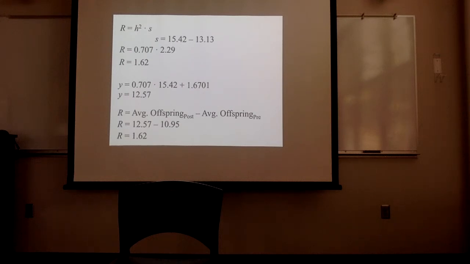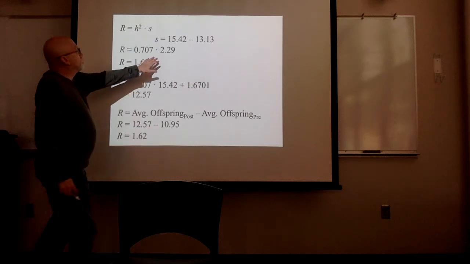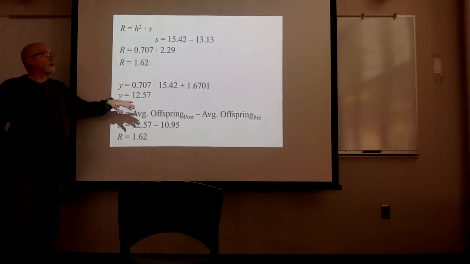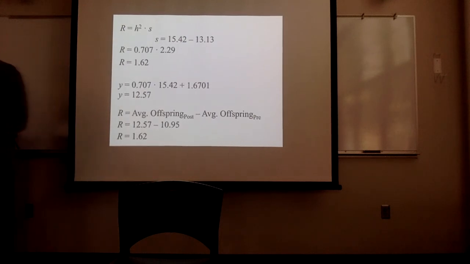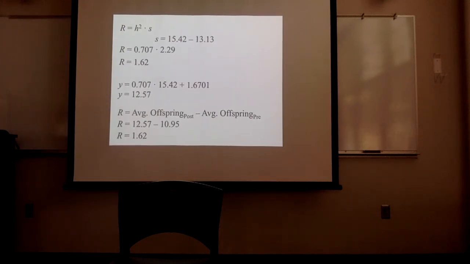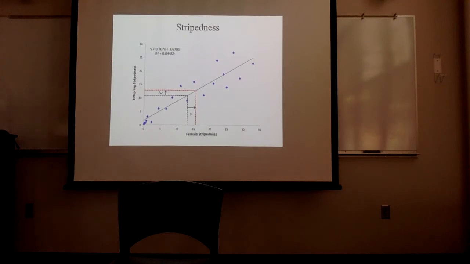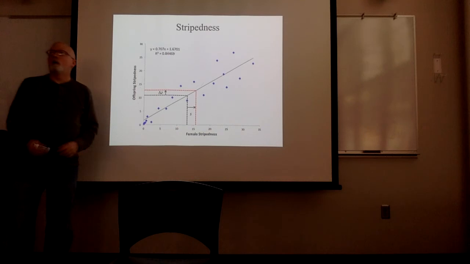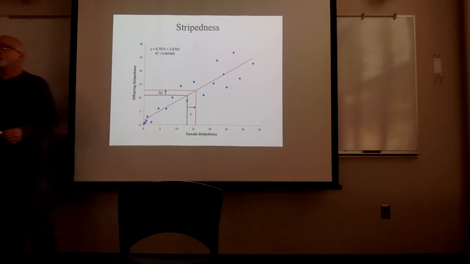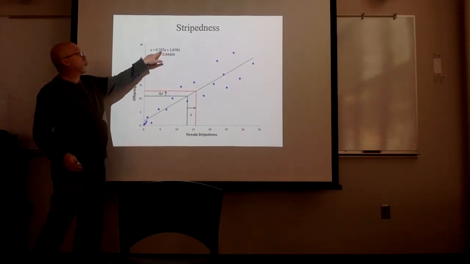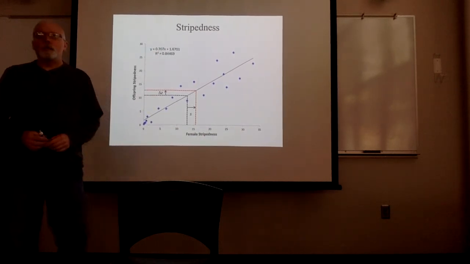We take that difference, we multiply it times the heritability value, and then we can calculate how much we expect the next generation to change in terms of phenotypic value. Where do we get the heritability? Where do we find heritability here? What is it? 0.707, because that's what you multiply times the parent phenotype.